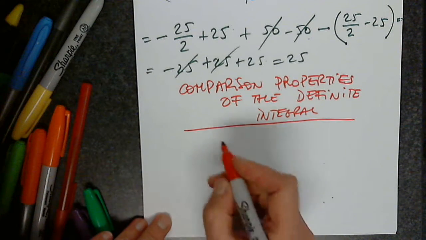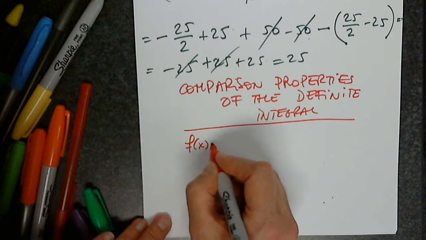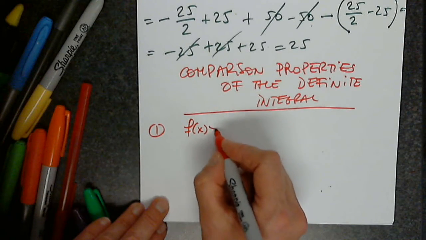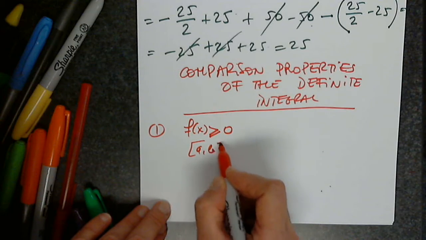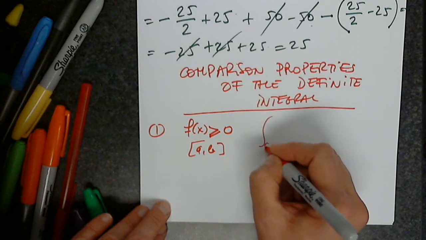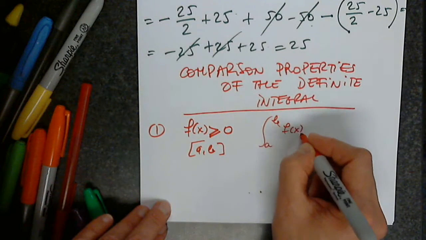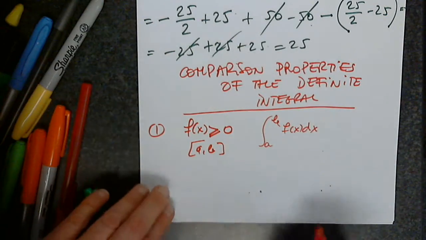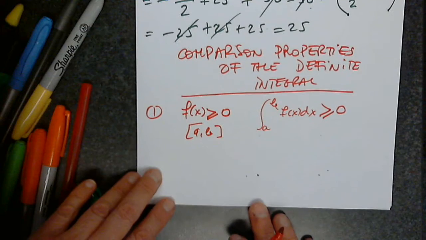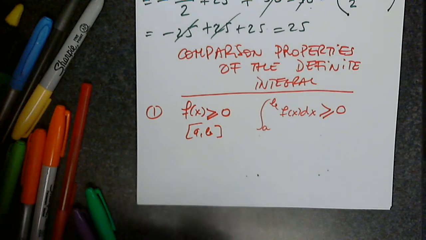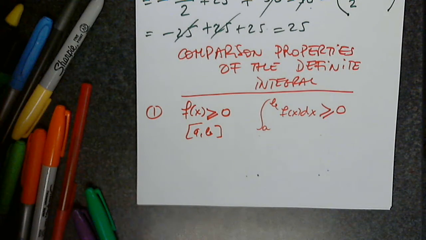Ready? If we know that f of x, that's the first property, if f of x is greater than or equal to 0 on the interval a comma b, what do you think will be the integral from a to b of f of x dx? Yes, it will definitely be greater than or equal to 0. Absolutely. If the function is a positive function, the area will be positive.